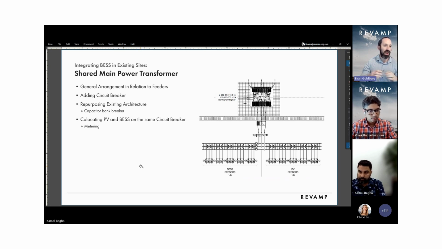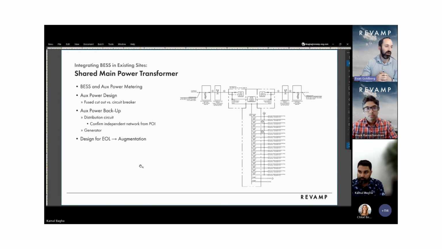Moving on from the actual connection of, say, your BESS and your feeders, there are other things to think about that translate both to a shared main power transformer and beyond, that you do need to think about as you bring BESS into an existing renewable project. And that is, depending on your BESS technology, a lot of times you need to provide auxiliary power to those devices, to those containers, whether it's for the battery management systems, for HVAC, etc. And that demand, in some cases, can be quite significant.